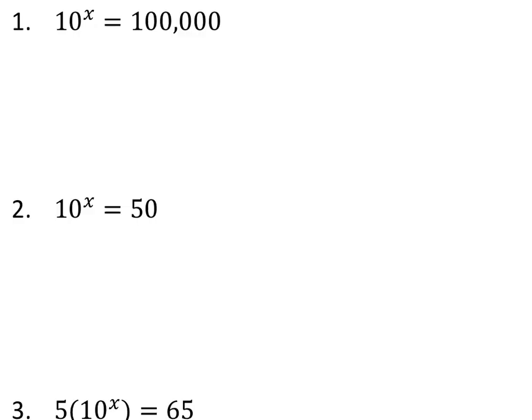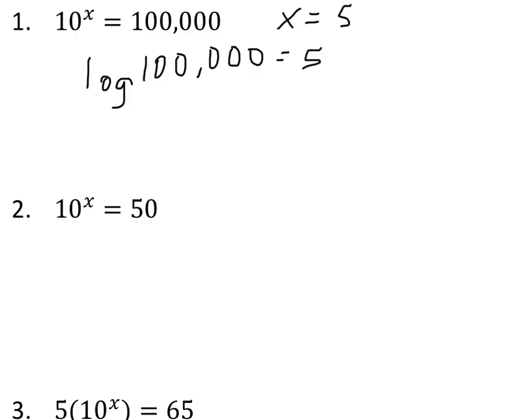For our first example, we have 10 to the x equals 100,000. So we have to think, how many times can we multiply 10 to itself to get 100,000? Well, the answer is 5. 10 times itself 5 times would get you 100,000. So we know that x equals 5. If we were to use logarithms to find this, we would say the log base 10, I don't have to write the base, of 100,000.